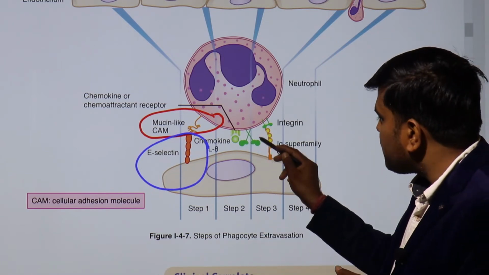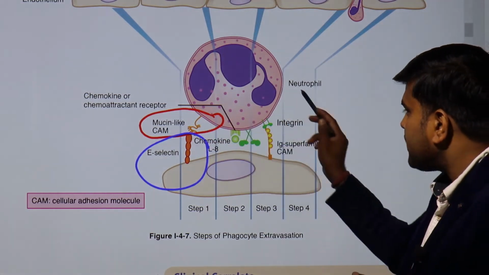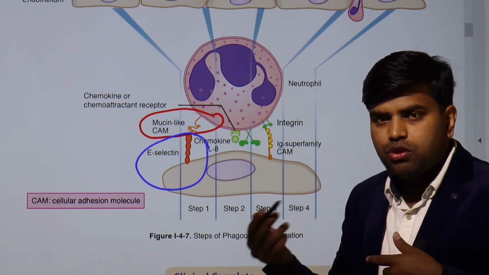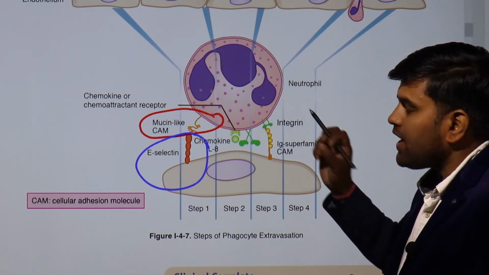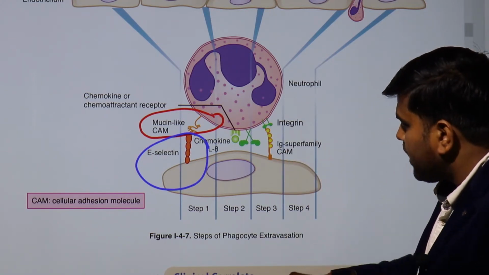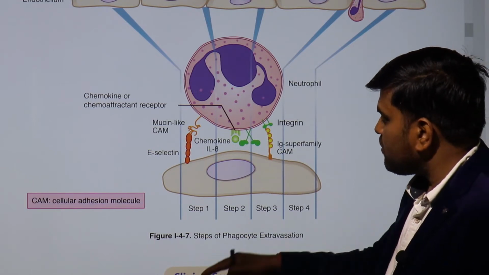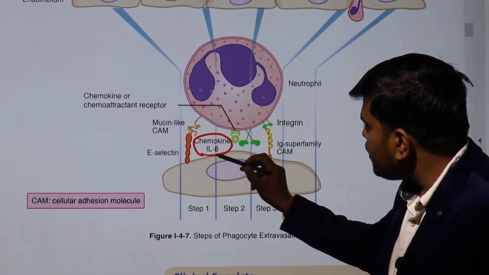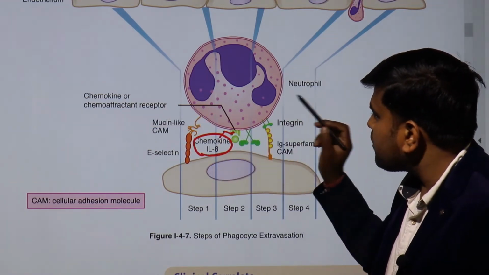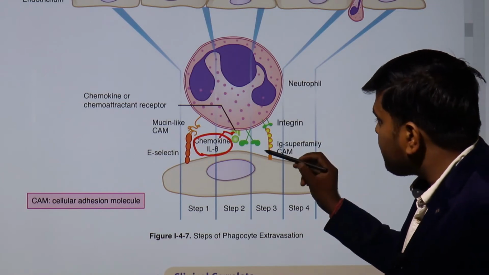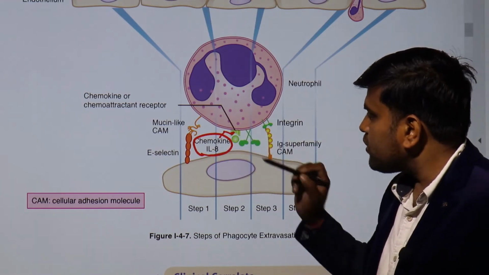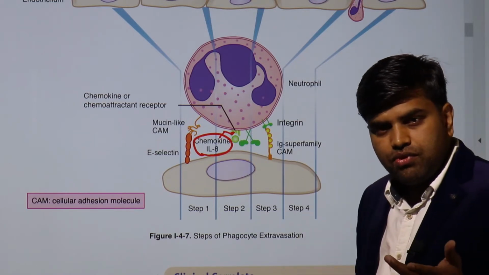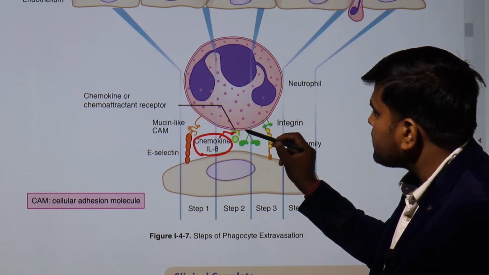So they will be rolling. They will attach, again detach, then again attach, then again detach, and in this way they will continue the rolling, until they bind tightly. For tight binding, what will happen? The chemokines that have been released, normally chemokines like interleukin 8, will go and bind to the receptors on your neutrophil. So on the neutrophil, this chemokine, normally interleukin 8, then the C5a complement byproduct, or leukotriene B4, all will go and bind to these places on the neutrophil.